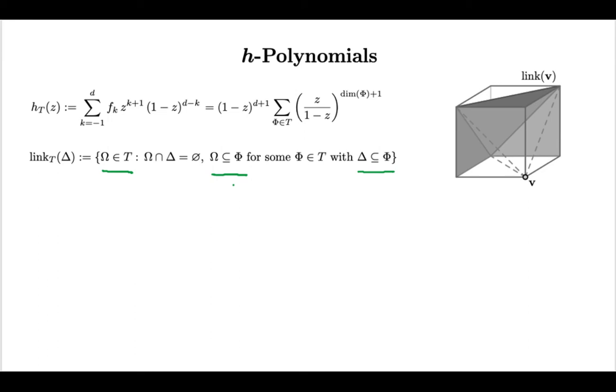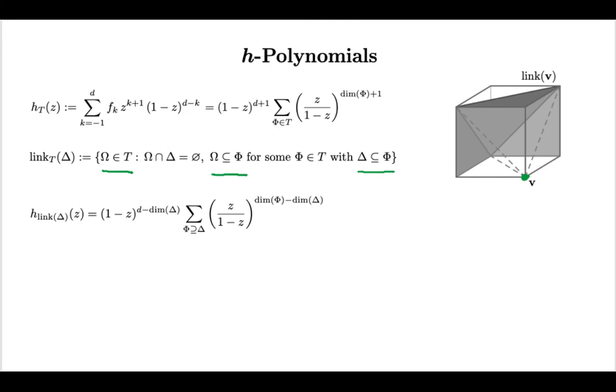On the right you can see an example. So I have a triangulation here of the cube, and I think of this vertex here as one of my zero-dimensional simplices in the triangulation. You can see a picture of the link of this vertex. As you might imagine, we need an h polynomial for this link. Here's the definition.